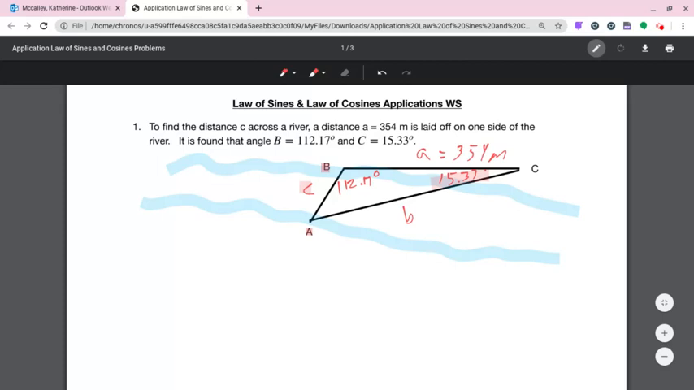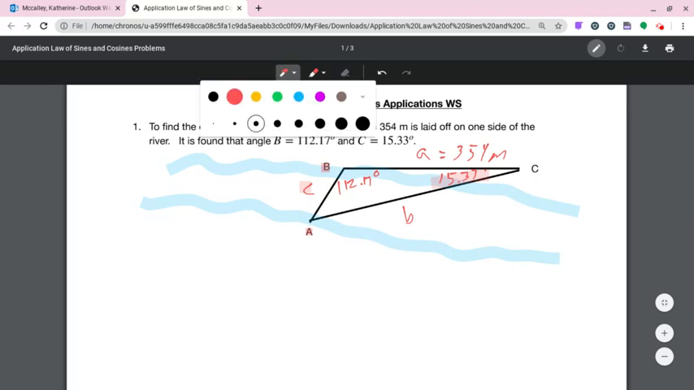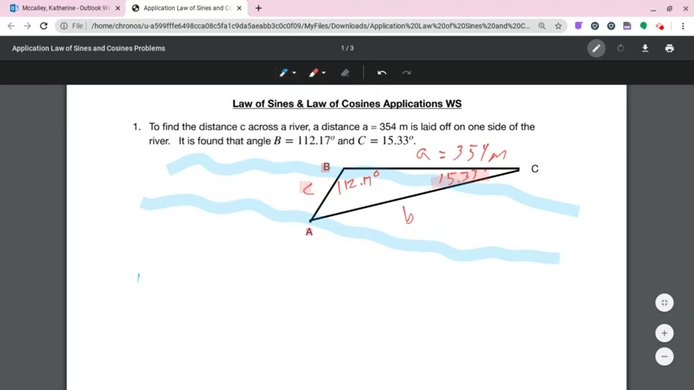So the first thing I would do is find the measurement of angle A. What can I do? I can take 180, subtract 112.17 degrees, and then subtract 15.33 degrees to find the measurement of angle A. If I subtract everything there, I'm going to get A to be 52.46 degrees.